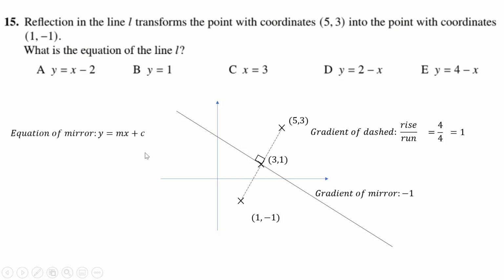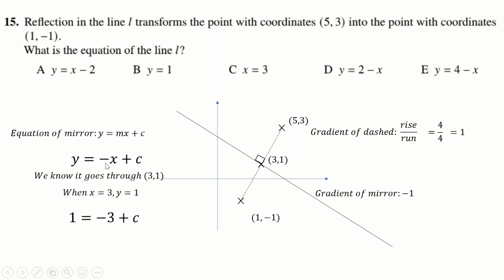And now we have everything we need, because the equation of the mirror is going to be y equals mx plus c. The gradient is minus 1, so put that in, minus 1x. And also, we know it goes through 3, 1, so when x is 3, y is 1. And we put that in, and we add 3 to both sides, we get c is 4. And so the equation is y equals minus x plus 4, which is this one.